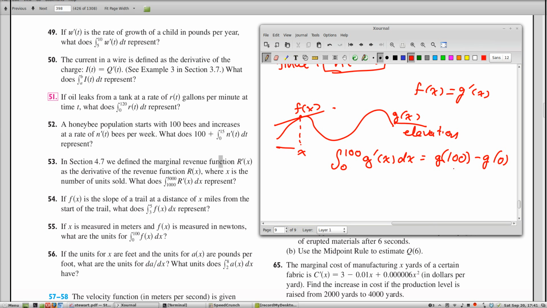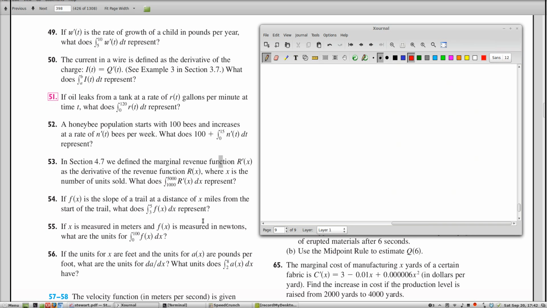And what this is, is the net change in elevation over the first 100 distance units. And what are the distance units? Miles. What else?